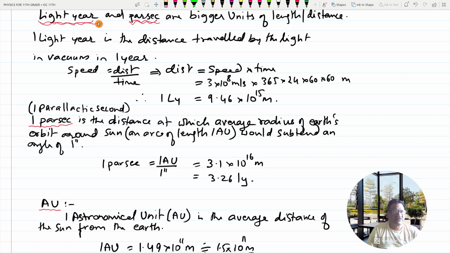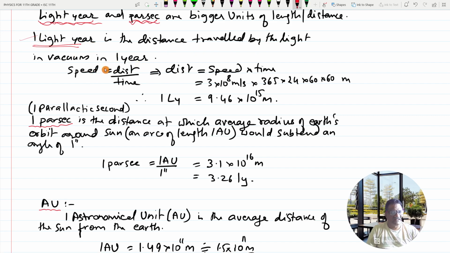Today I'm going to start with something called light year, something called parsec. These are nothing but the bigger units of length or distance. So one light year is what? One light year is the distance traveled by light in a vacuum in 1 year. This is the definition of one light year. So once again, one light year is the distance traveled by light in vacuum in 1 year.